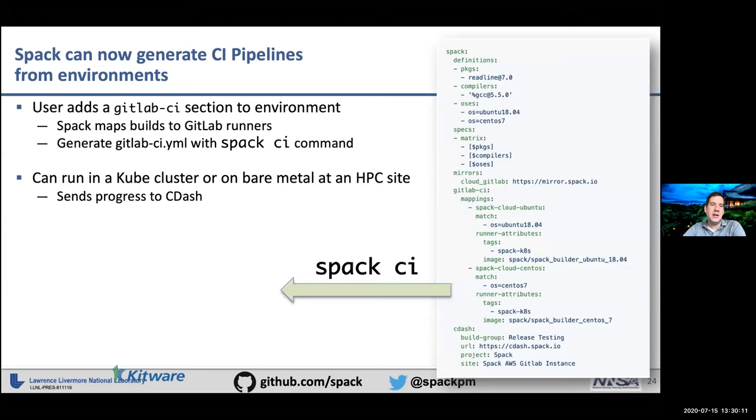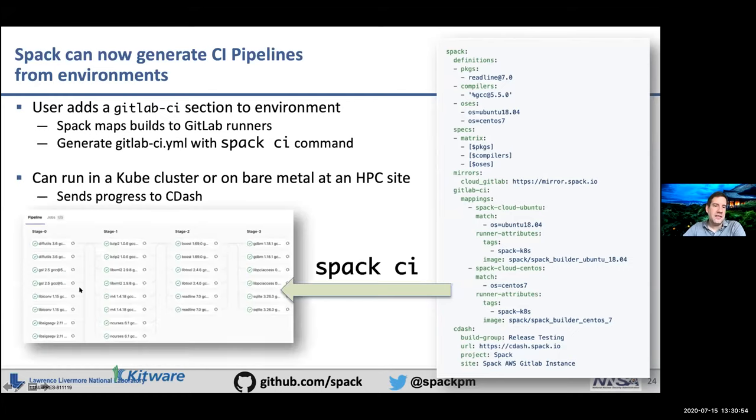It's going to come out with a list of concrete specs, and they're going to have different attributes on them. Like they might say, this one needs to be built for Ubuntu, and this one needs to be built for CentOS, and this one needs to be built for Skylake, and this one needs to be built for Broadwell. You can have matching syntax down here, where essentially you have mappings, like this says spack-cloud-ubuntu. This matches all the specs that are for Ubuntu 18, and it says run these on a GitLab runner in Kubernetes that has this builder associated, that uses this image. And this is an Ubuntu image. And then for CentOS, what you're saying is I want to build everything that should be built for CentOS with a CentOS image. And so it lets you set up a build farm essentially on any GitLab instance.